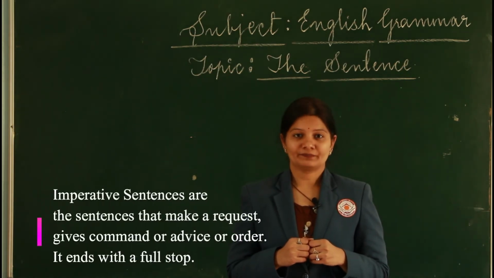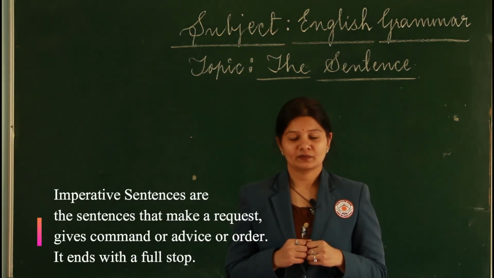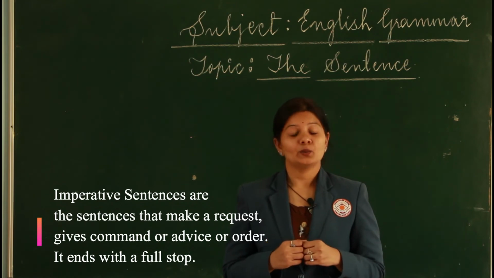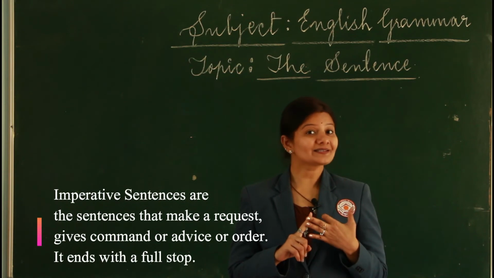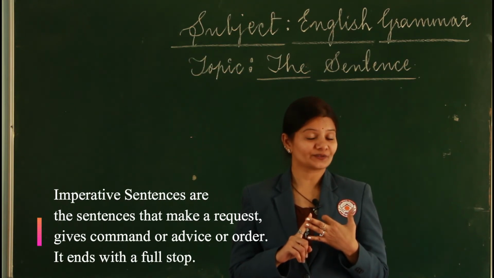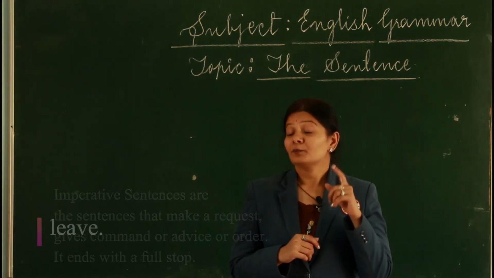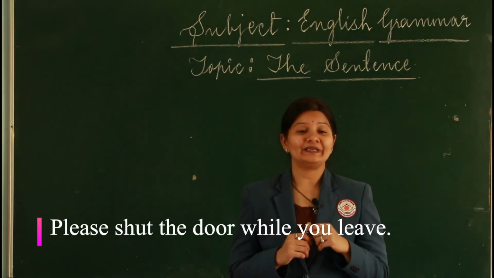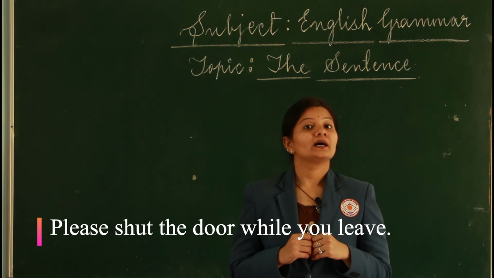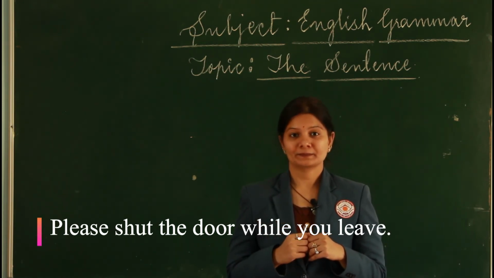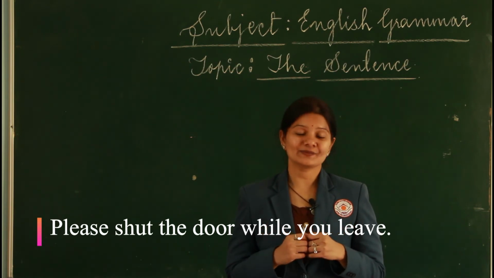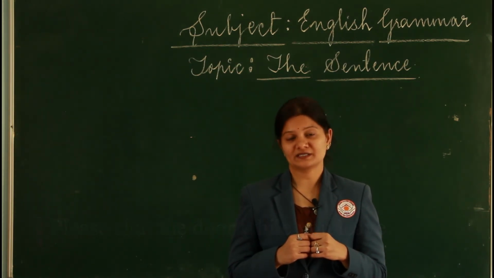What is the last one? Imperative. And what does it do? Well, it gives you advice, it requests, and it gives orders. Can you think of an example now? Please shut the door while you leave. Do not make noise. So these were the examples of imperative sentences.